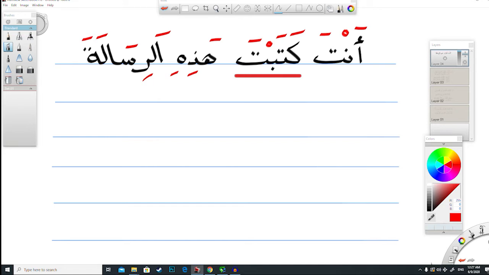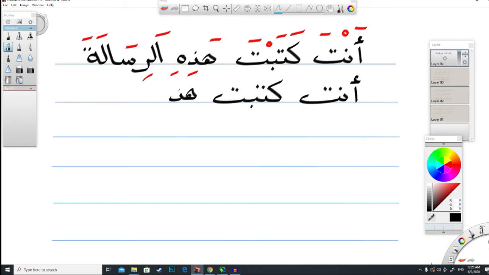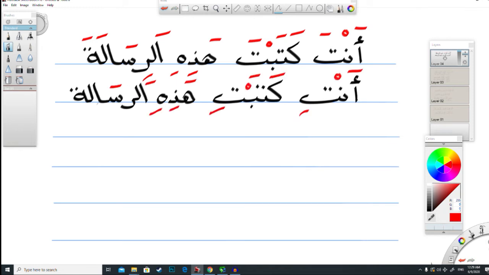What we added to the root is the letter ta and fatha on top of it. I guess you have memorized the root for the word write, which is kataba, because I already wrote it several times. The second example is for the singular feminine. Anti is "you" for the singular feminine. كتبتِ, wrote, for singular feminine in the past tense. هذه الرسالة, this message. You wrote this message.